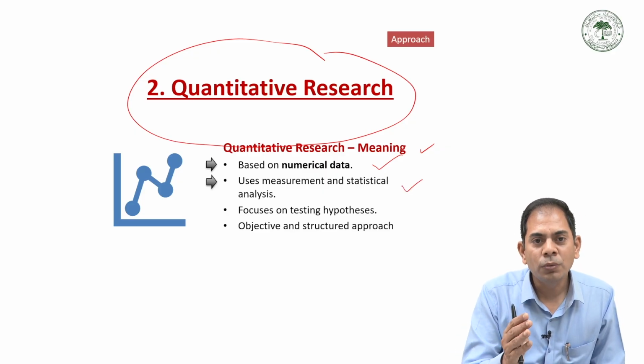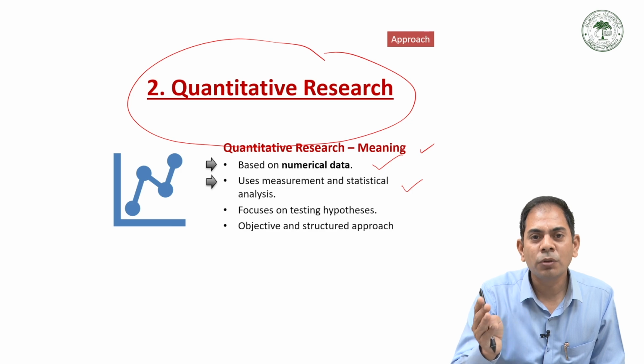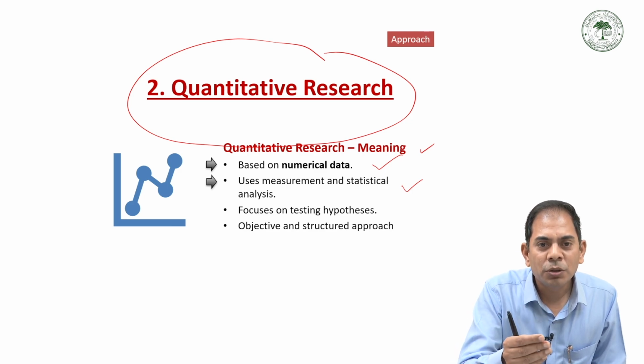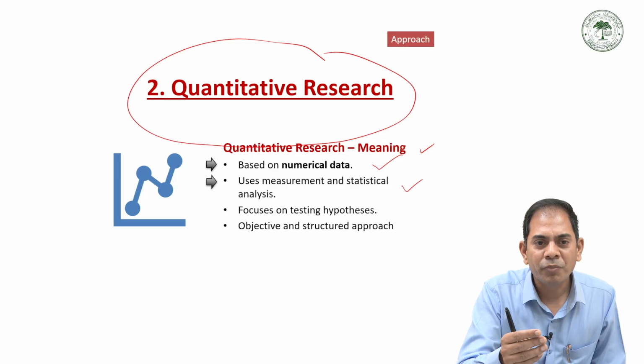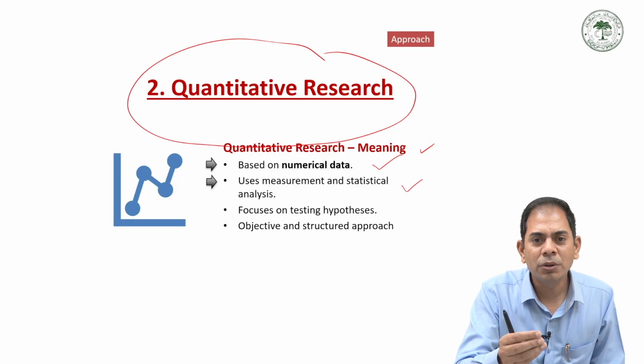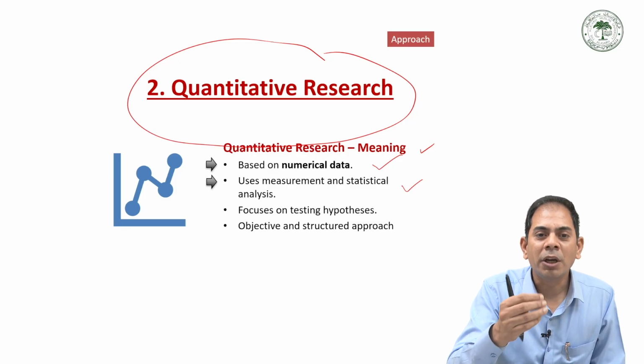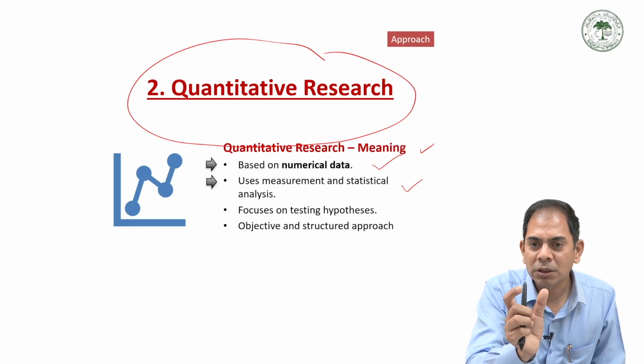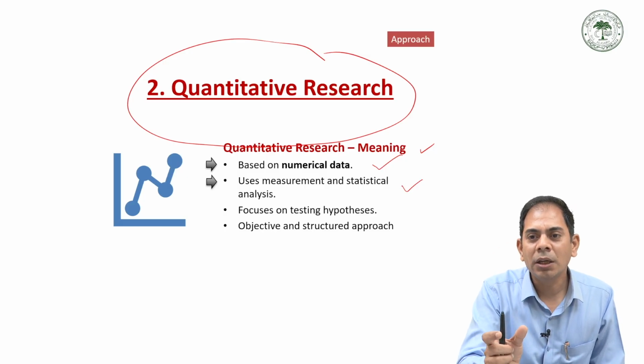So now we move to the second type of research, quantitative research. The important thing, the first point, is that it is based on numerical data. This means quantitative research deals with numbers, while qualitative research does not deal with numbers. So here we focus on the numbers. All data collected is measurable.